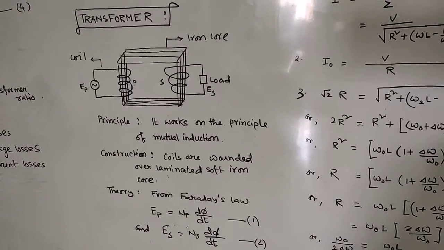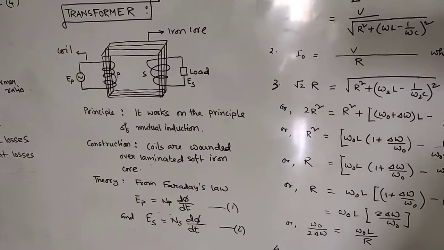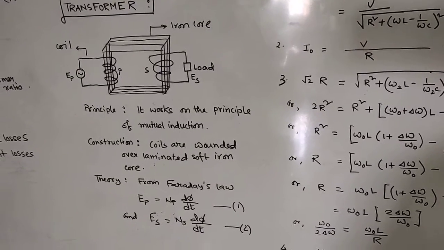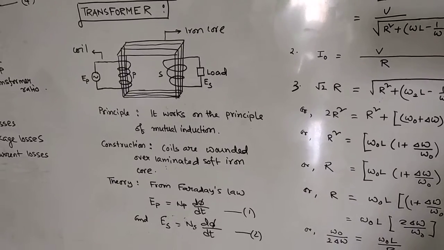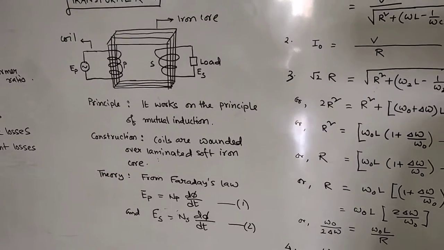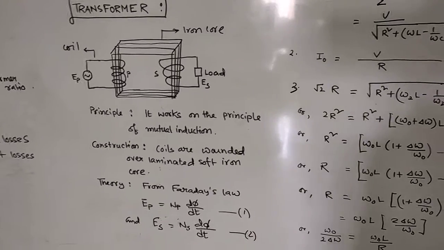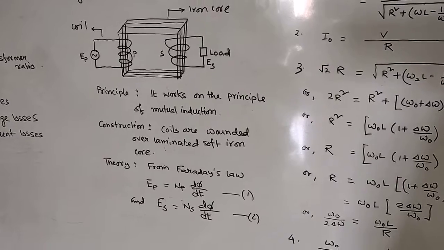Primary EP equal to NP d phi by dt. NP is nothing but the number of turns in primary, and NS is nothing but the number of turns in secondary. ES equal to NS d phi by dt. Now d phi by dt is nothing but the change in flux. So whatever be the change in flux in primary, the same change in flux is in secondary. We are considering the ideal condition, and this is possible when primary and secondary are very close to each other.